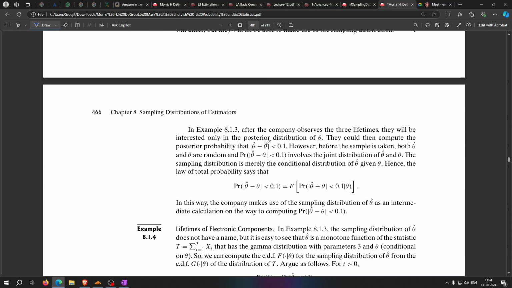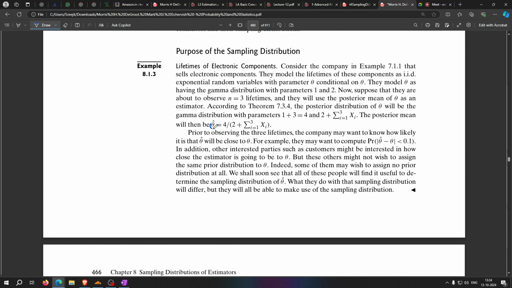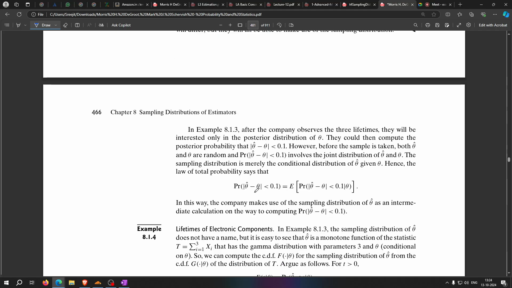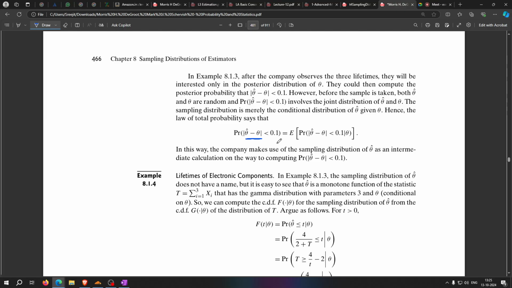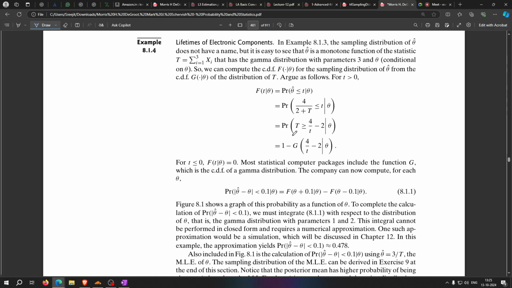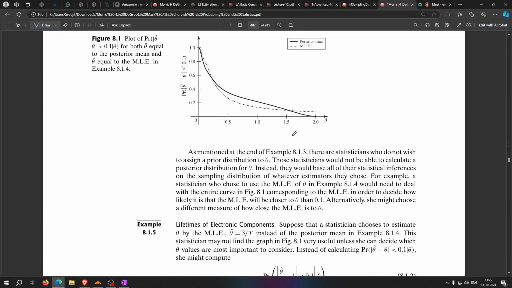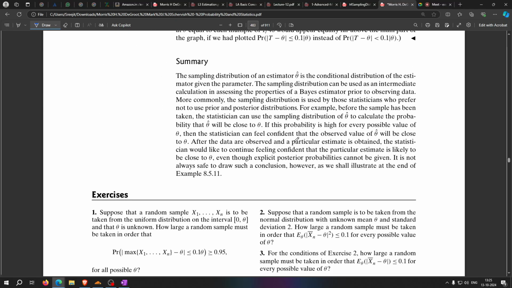Purpose, I just told you, they are estimating some theta hat and they want to know what is the probability that the difference between the true theta and the theta hat, that is something that we are estimating, is less than some value. We want to know that, let's say. So to do that we need the sampling distribution. Few examples, and it is basically it.